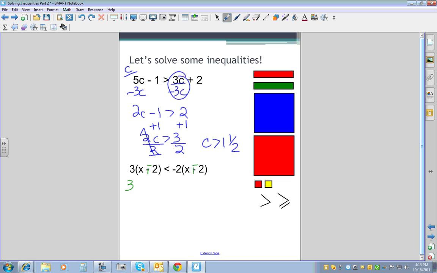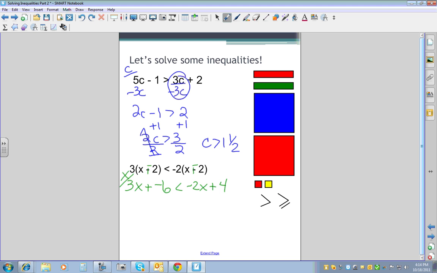And so I'll have 3 times x plus 3 times negative 2, which is negative 6, is less than negative 2 times x plus negative 2 times negative 2, which is positive 4. And that's simply applying the distributive property and making sure that your signs are right. So double check that you agree with this simplification. Next, we pick our variable side, and I'm going to pick the left side again to be our variable side. So that's where x's are going to be.